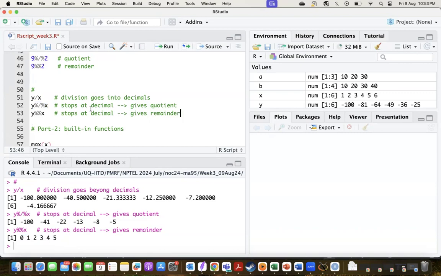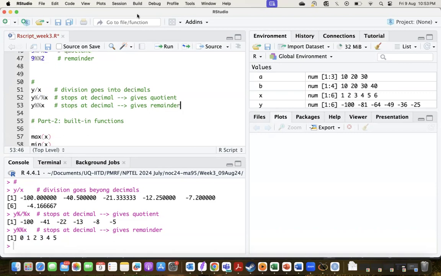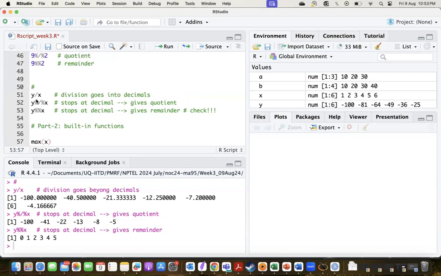I think it's still confusing, right? Okay, let me double check what is happening here, and maybe I'll get back to you in the next class. But for positive integers, this makes sense.